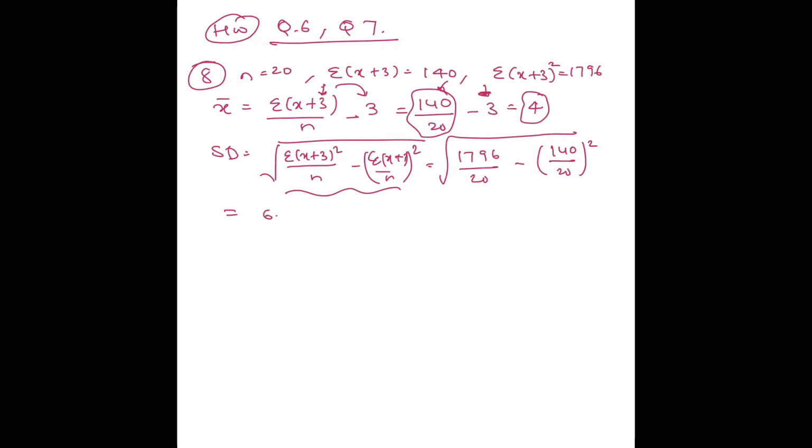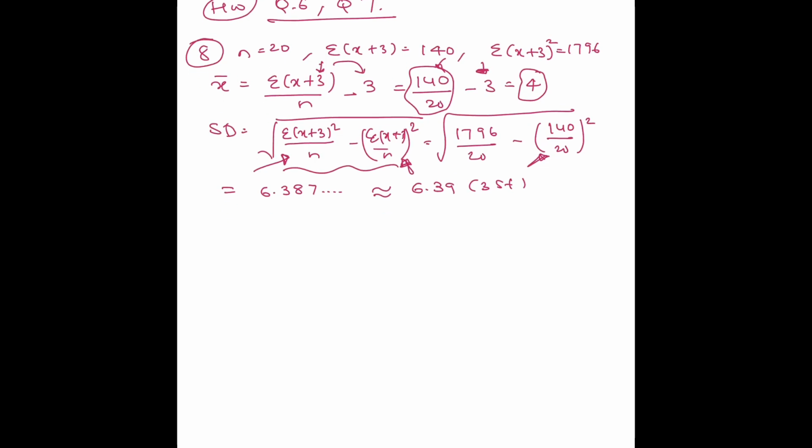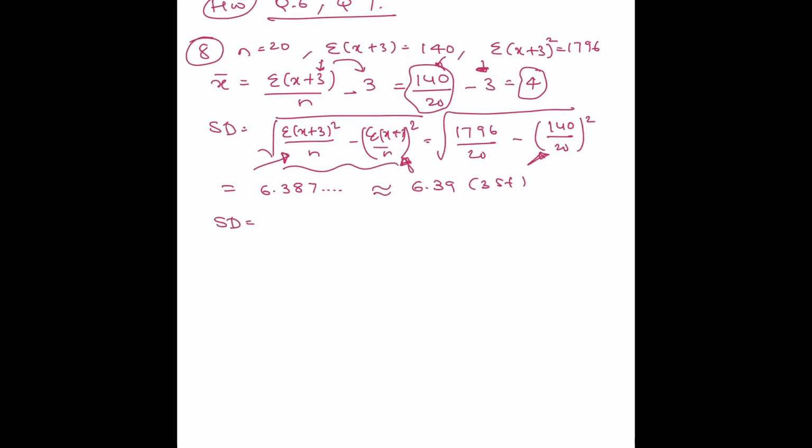All right. So this is 6.387, approximately 6.39. Remember, we are using assumed values by adding 3 each time. So x bar should be the same, not the final answer. So standard deviation is 6.39 to 3 significant figures. Let's try the next one.